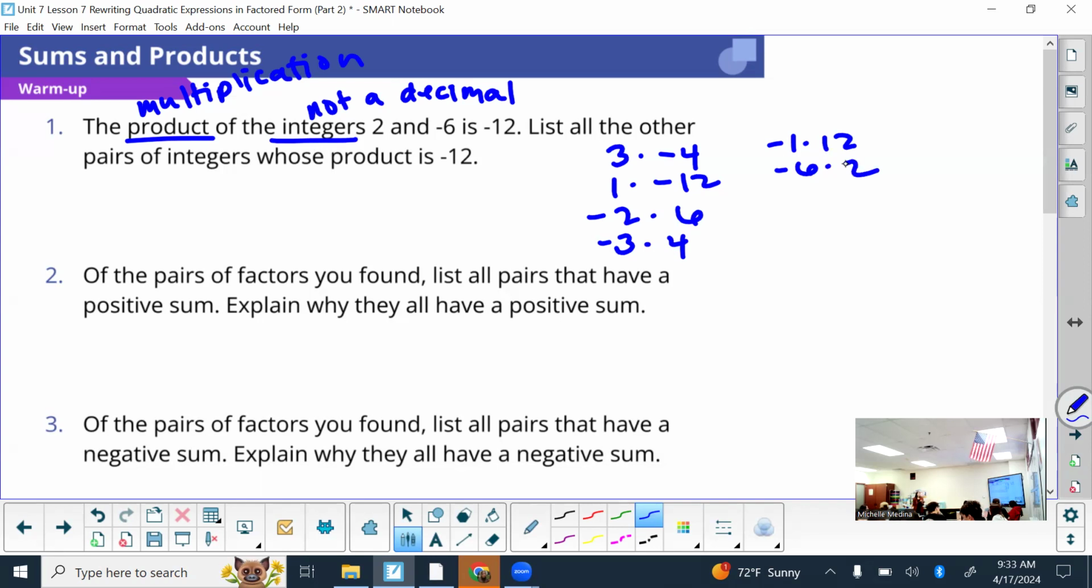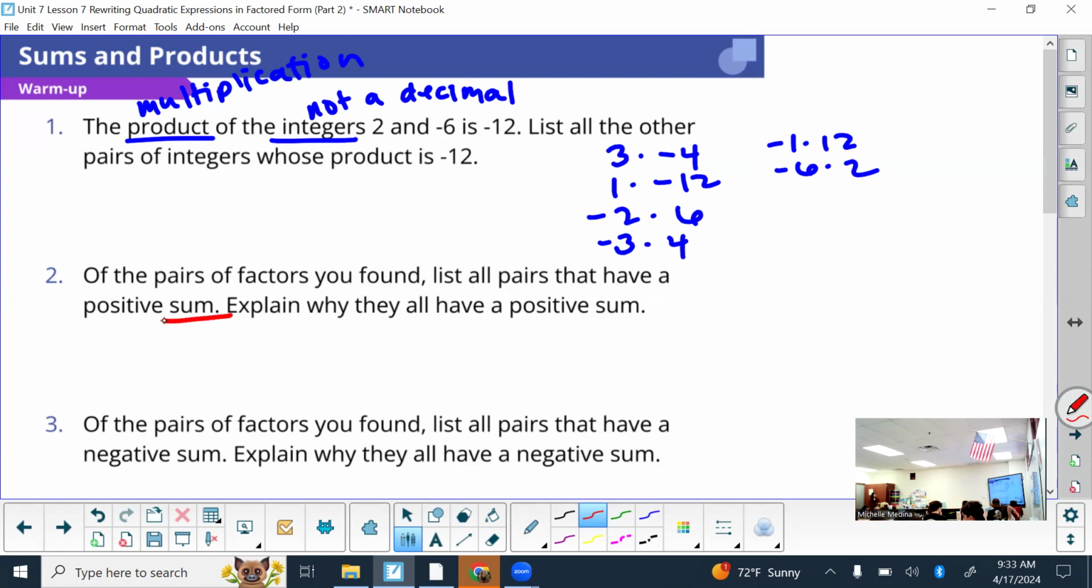These are all the pairs that multiply to -12, all the possible combinations. A common one that they'll try to make you find on a test is like 24, because there's lots of numbers that multiply to 24. But for -12, these are all the possible combinations. Anyway, from this list, find all the pairs that have a positive sum.